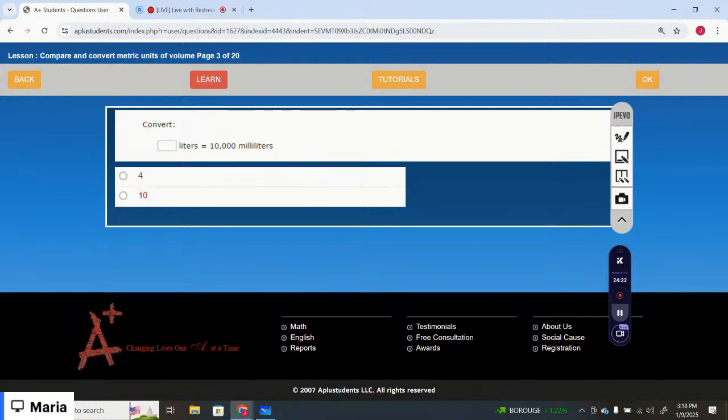10,000 milliliters equal how many liters? That is 10 liters equal 10,000 milliliters. Option number 2 is the correct option.